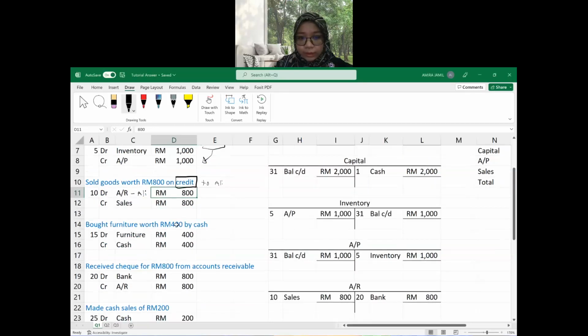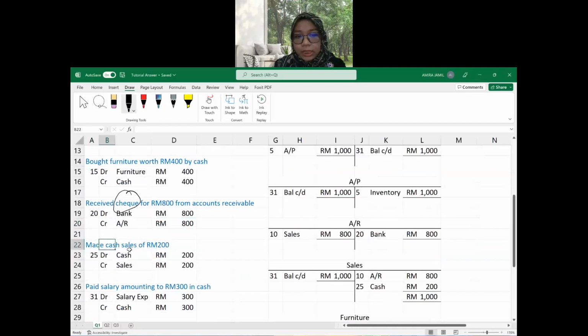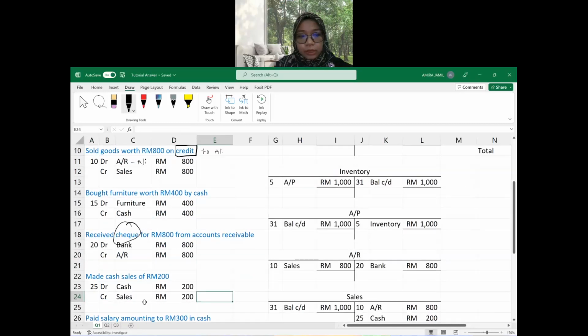And then bought furniture worth 400 by cash, meaning debit furniture, credit cash. Then received a check for 800 from account receivable, meaning debit bank, because you received a check. So debit bank 800 and credit account receivable 800. Then you made cash sales of 200, so you debit cash because we sold in cash, and credit the sales account.